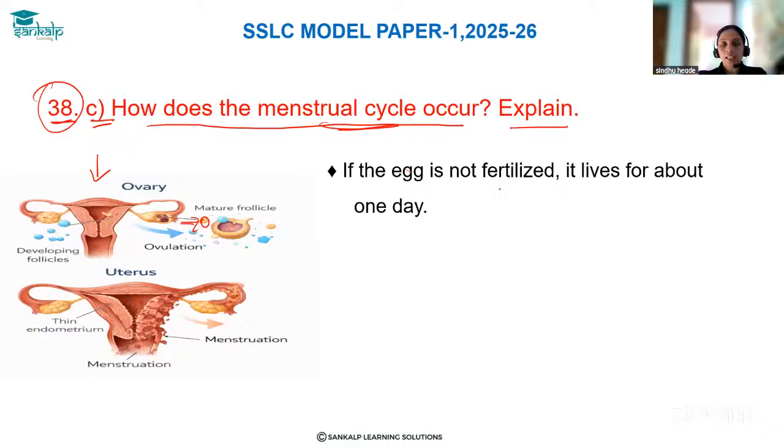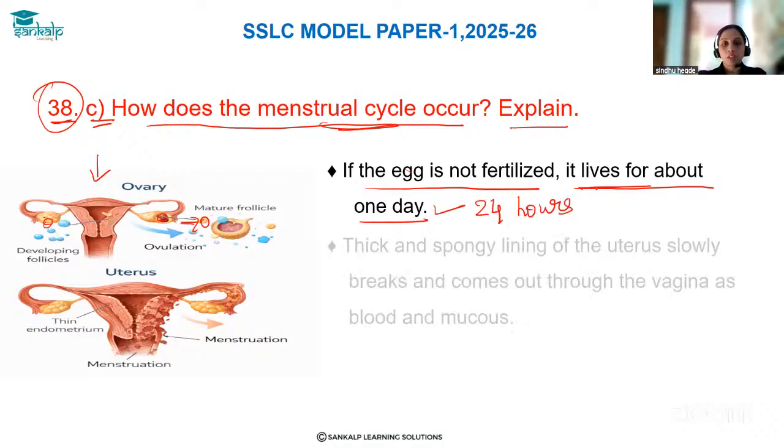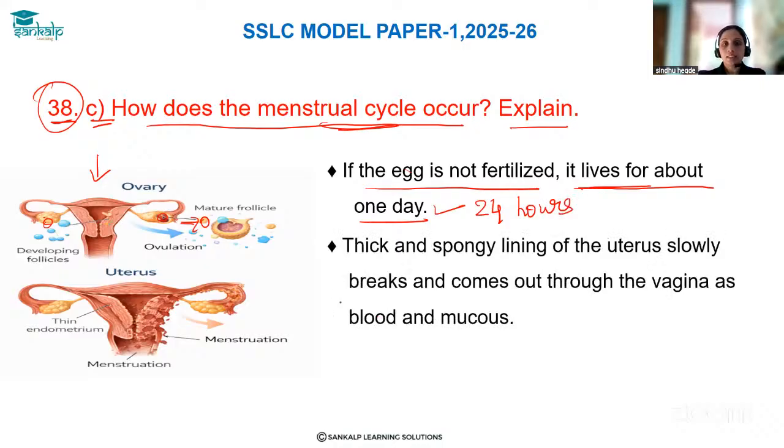If the egg is not fertilized, it lives for about 1 day. The ovaries produce eggs every month. If the egg is not fertilized, it lives for only 1 day, that is 24 hours. Then the thick and spongy lining of the uterus slowly breaks and comes out through the vagina as blood and mucus.